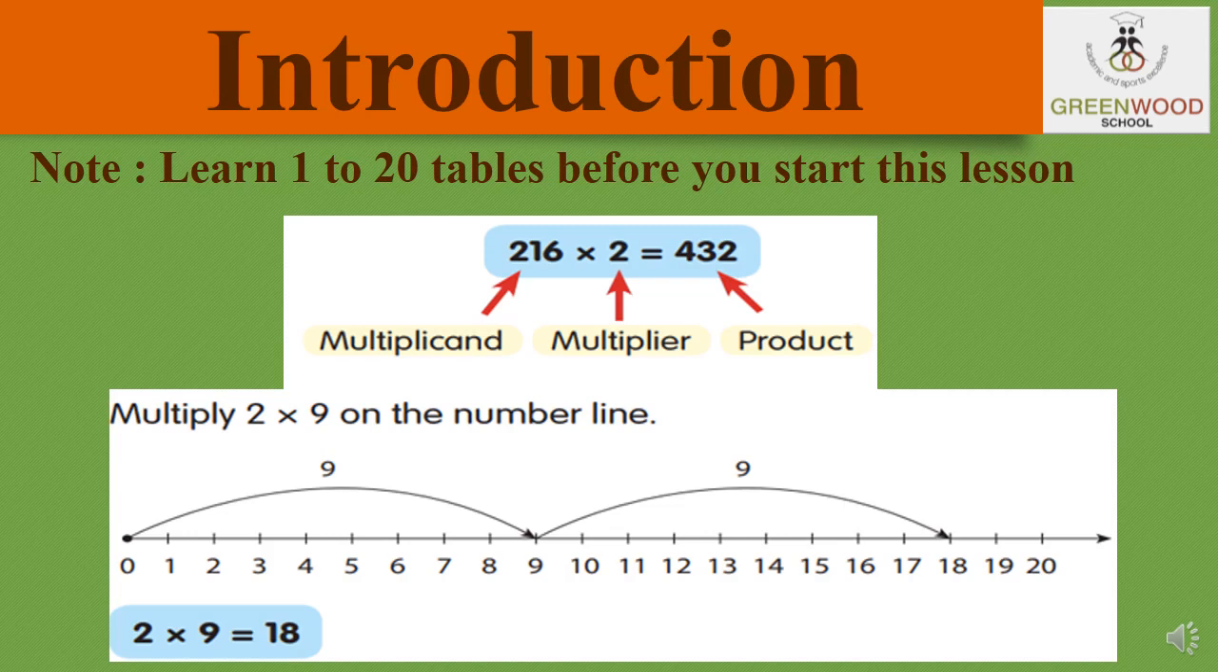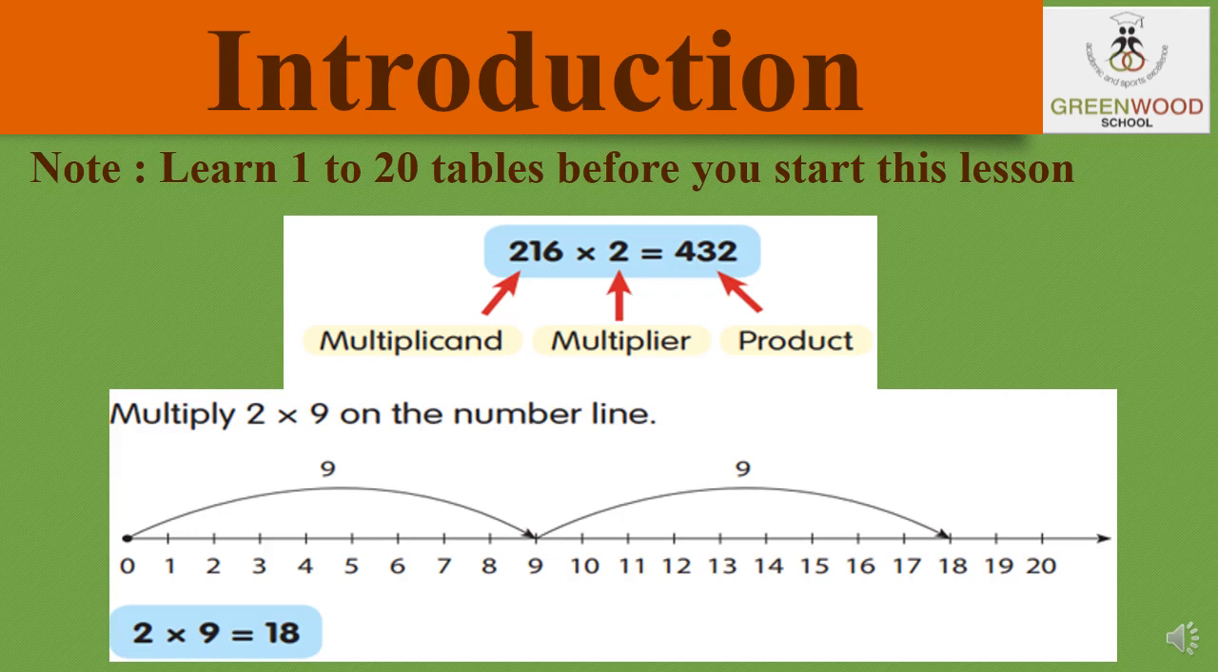The number that is to be multiplied is called the multiplicand. The number by which the multiplicand is multiplied is called the multiplier, and the result of multiplication is called the product. Now, as you can see, a number line is there.